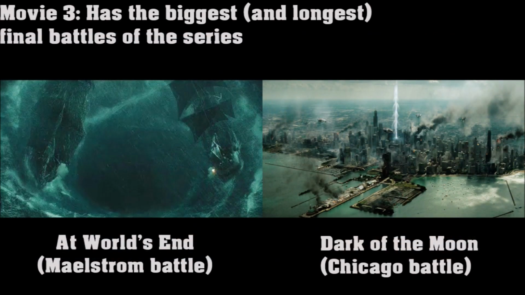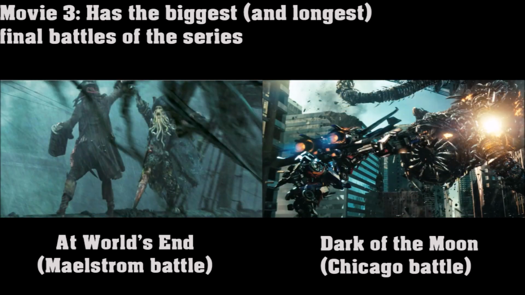And combined with that, both of these third movies end up having the longest and biggest final battle of both series. In Pirates of the Caribbean At World's End, you had the Maelstrom battle that took place in the sea between the Black Pearl and the Flying Dutchman. Epic battle. And then in Transformers Dark of the Moon, you had the Chicago battle. And both are regarded as sort of the best final battles of the series because they are long, they are epic, feature some spectacular effects, and they are really just amazing and sort of breathtaking to watch. And really do give you that feeling of epicness with how big they are.